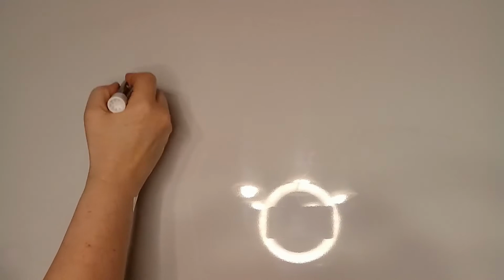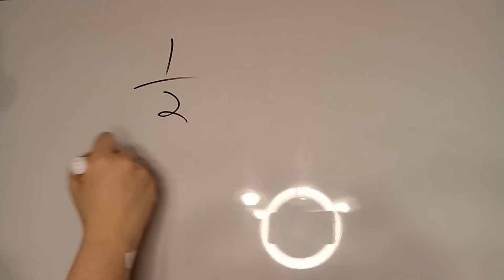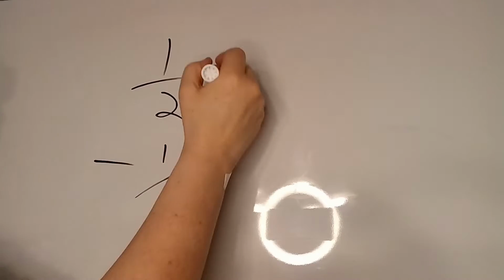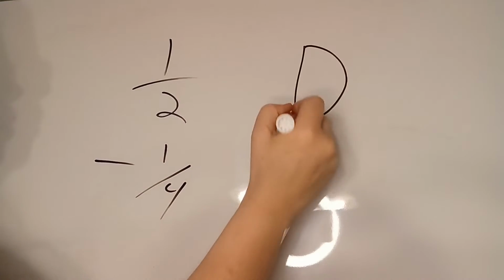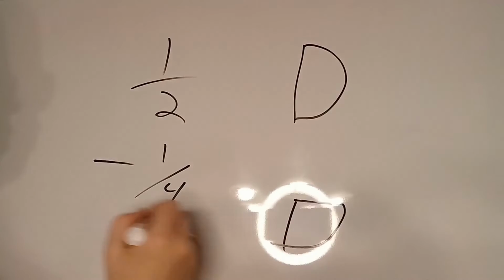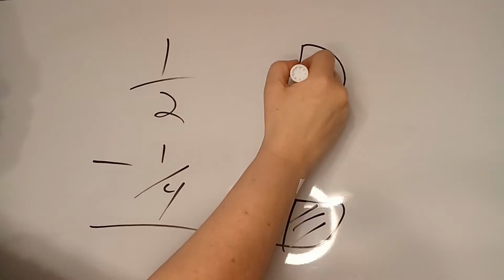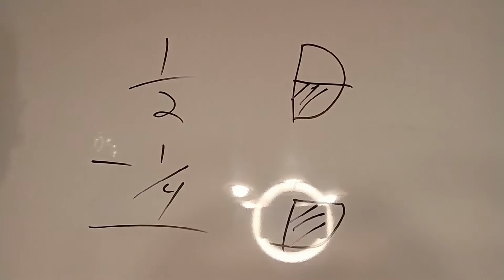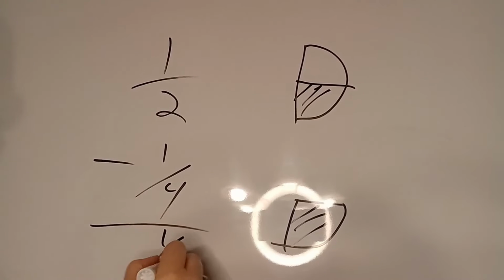Let's look at 1/2 minus 1/4. That one's the easiest one. We got a half and a fourth. We're going to cross off part of that and the same amount there. So that's just 1/4.